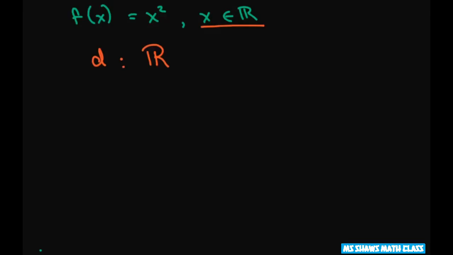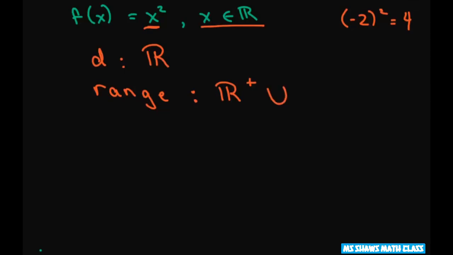Now the range is a little different. When you plug in all real numbers, when you plug in negatives, you're going to get positive. So negative 2 squared is going to be positive. So basically it's all real numbers, but only positive, and we're going to have to include our 0. So that's how you would write the range.